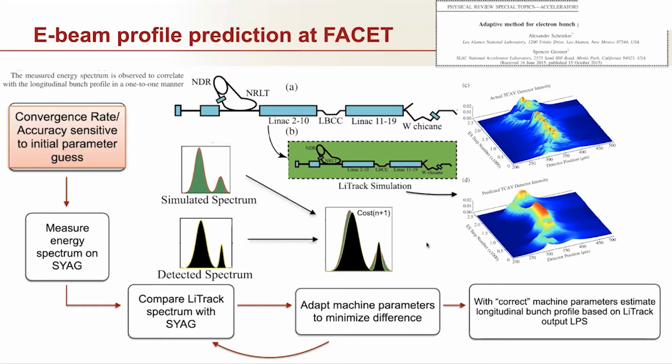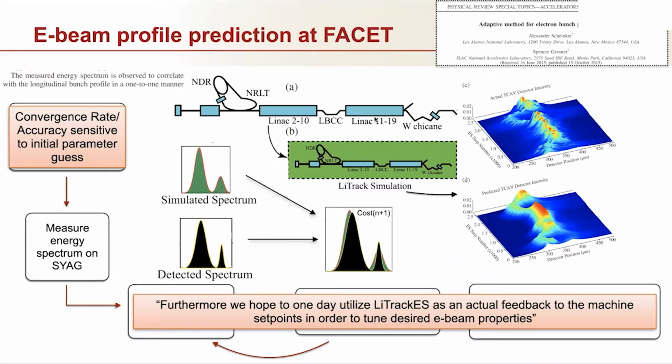However, there were a few caveats here that they mentioned in the paper. One is that the convergence rate and the accuracy of this is sensitive to the initial parameter guess. So it's very important to get this correct, otherwise you get stuck in local minima. But if you do indeed get this correct, one of the hopes of Spencer, Schenker and Gessner in this paper was that they wanted to use this one day as a feedback in order to tune desired electron beam properties.